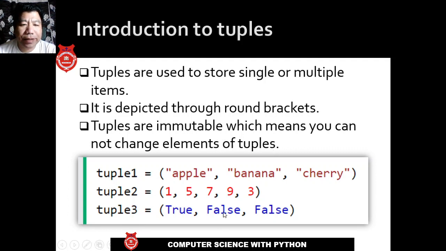Here are three examples of tuples. Tuple 1: apple, banana, cherry. Tuple 2: 1, 5, 7, 9, 3. And tuple 3: true, false, false, etc. You cannot change one element of the tuple, therefore it is known as immutable.